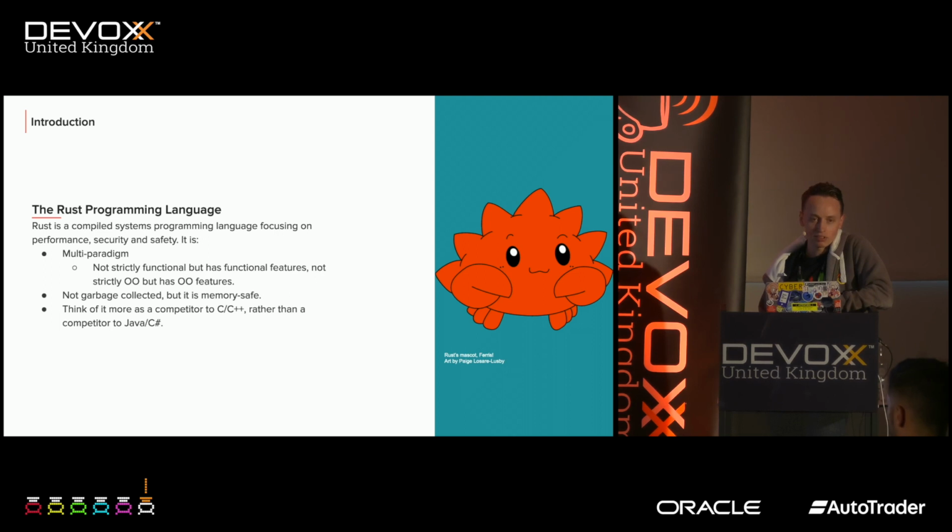It is not garbage collected, but it is memory safe, and we'll get into more detail about how that works later. We can think of it more as a competitor to C and C++ typically, rather than necessarily to C# and Java. That is, a lot of the applications we're seeing for Rust today are things that would traditionally be done by C and C++.